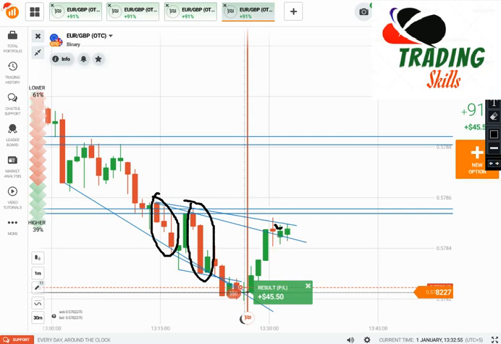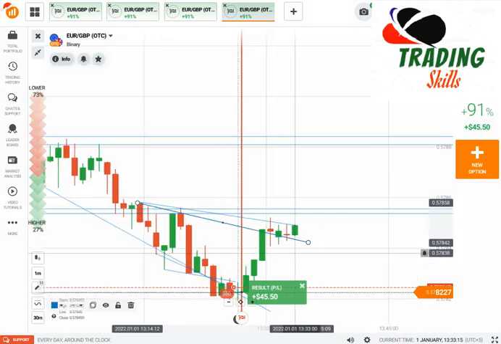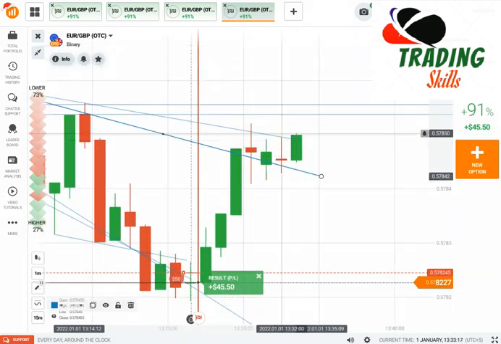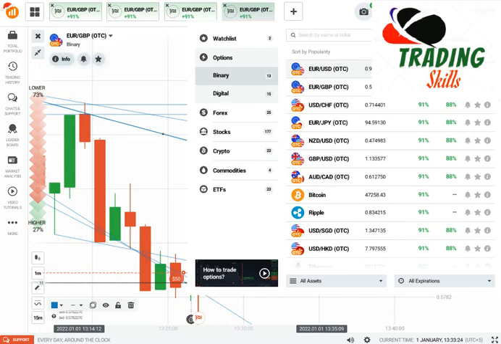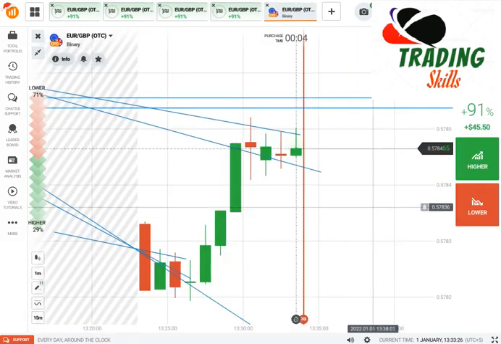So it means that sellers are not that much present in this zone, so they are not sure to make this market move up. But now you can see again we are getting a doji. So it also means that sellers and buyers are fighting here for this zone, and it is getting a rejection from this area.